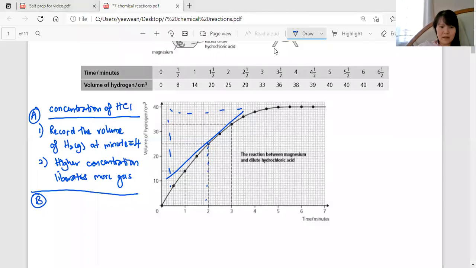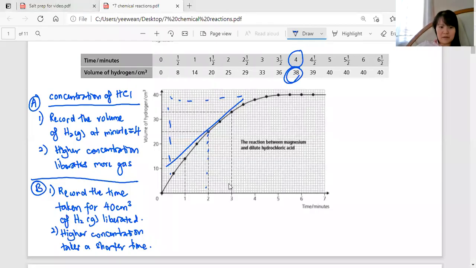The first way is you record the volume of H2 gas at minute number 4 for both the concentrations, 1 mole per dm cube and 2 mole per dm cube. So at minute number 4, you're going to take the volume of hydrogen. And the one with the higher concentration is going to liberate more hydrogen gas at minute number 4.